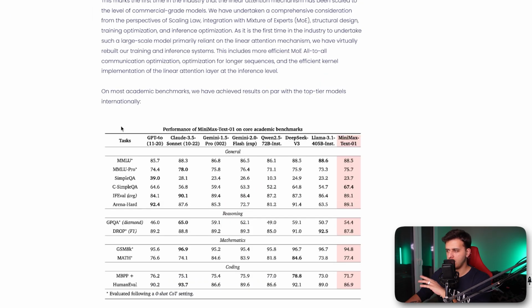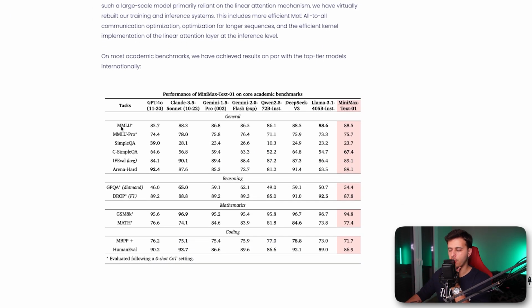They also changed a little bit the architecture. And one of the interesting things about this model is that the performance it has is comparable to models like GPT 4o, Claude Sonnet, and DeepSeek V3. It actually is on par with DeepSeek. If you can see here, DeepSeek V3 and MiniMax text. And I think DeepSeek is a little bit bigger as a model.